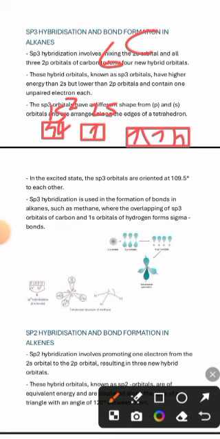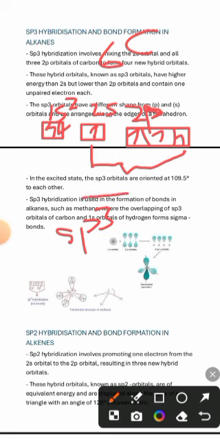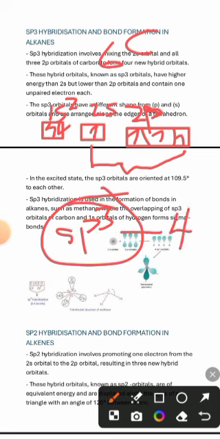So this sp3 theory is telling us that there is a mixing of one s orbital and all the three p orbitals, the px, the py, and the pz, to form this sp3. And the number of sp3 orbitals formed is 4, which is 1, 2, 3, 4. One s will mix with these 3 p to form 4 sp3 orbitals.